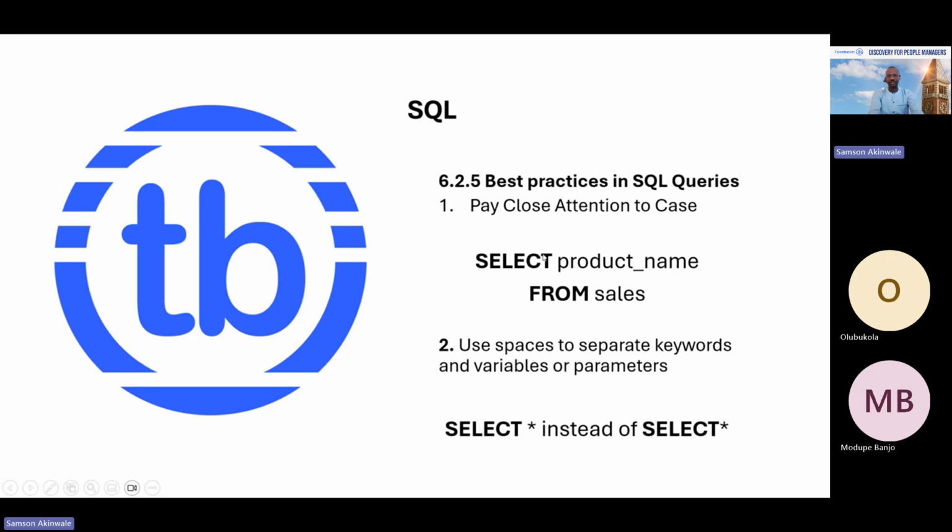So you are telling the database to select for you this column in the table, and the column name is product name. Then you go ahead to further specify from which table the application should select this column from. In this case, the table name is called sales table.